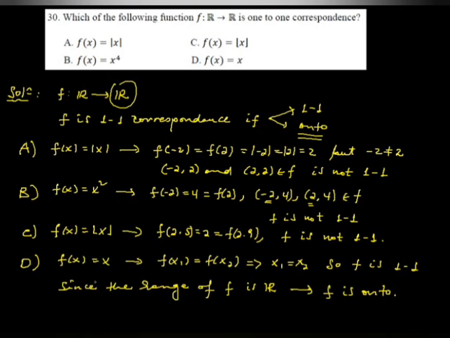Therefore, this function f of x is equal to x is a one-to-one correspondence. It is both one-to-one and onto, so we call it a one-to-one correspondence. So our answer for this question will be D.